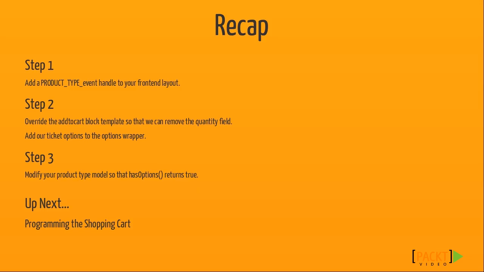So let's recap. In order to add our custom view, we had to create a handle for our product type in the front-end layout. Then we overrode some blocks and templates in order to get the page to look like we wanted. We also had to make a small tweak to our product type model so that it returned true when Magento asks it if it has options. So that does it for this section.